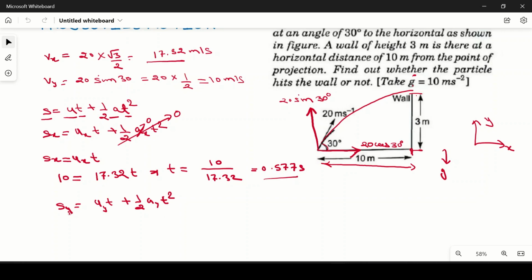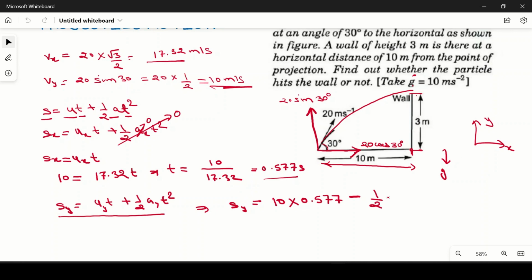Why are we just denoting that in the vertical direction? So s in the vertical direction, s we don't know, we have to find the displacement in the vertical direction, which is equal to u, the initial velocity in the vertical direction, 10 meter per second, into time, 0.577 second, minus. Why minus? Because we are moving upward but acceleration is downward, so it is negative.